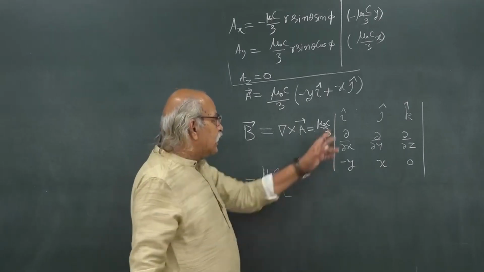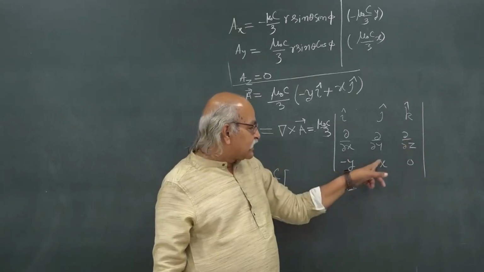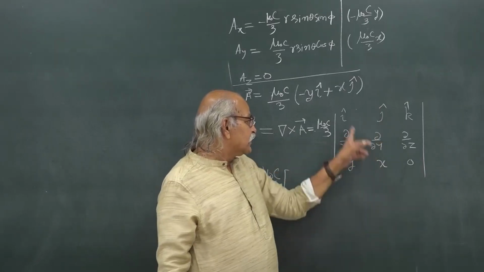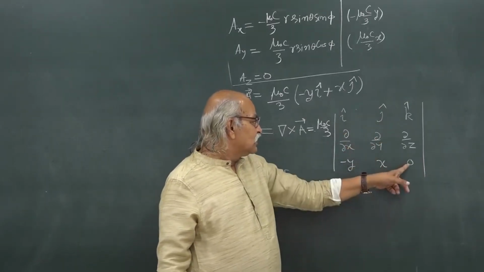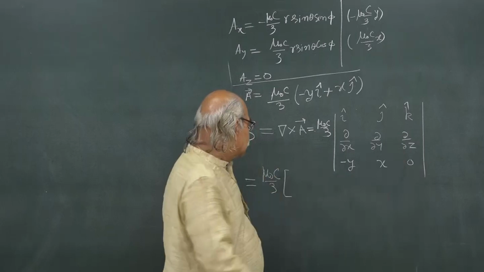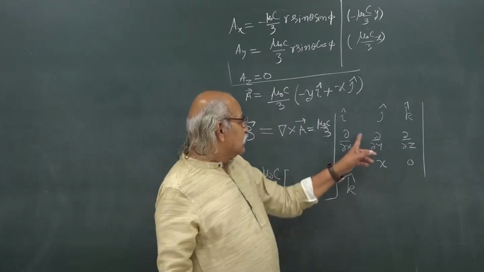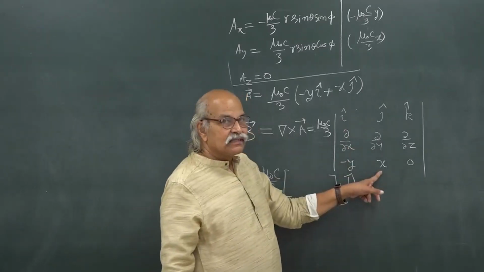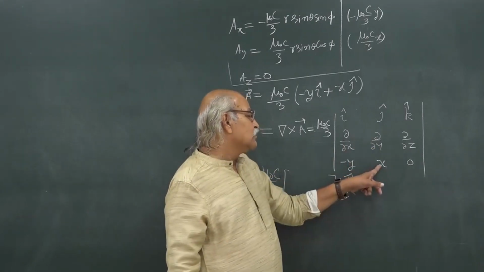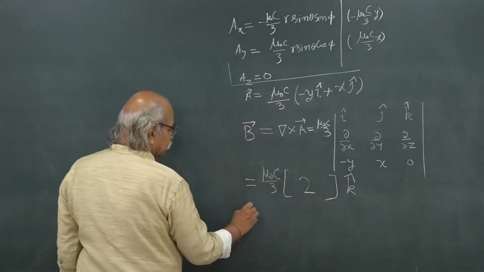Then i cap, del del y of 0 minus del del z of x, this is also 0. So, no i cap. j cap, if you take j cap, del x of 0, del z of y, so that is also not there. So, it is in the k direction, and how much is it? Very simple, del x of x and minus del y of minus y. So, 1 and minus 1, that is 2. So, it is 2. That is it.